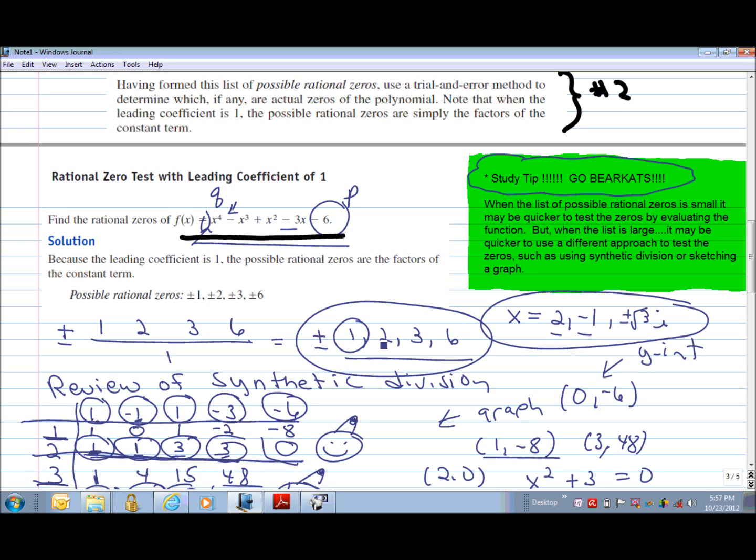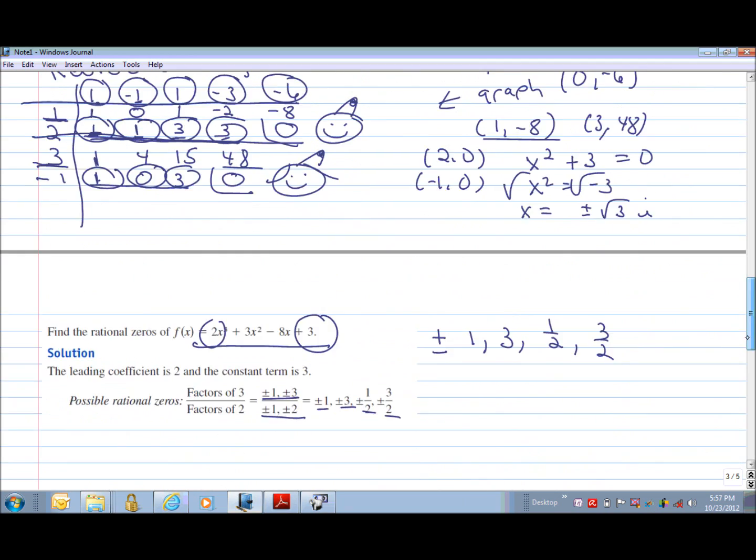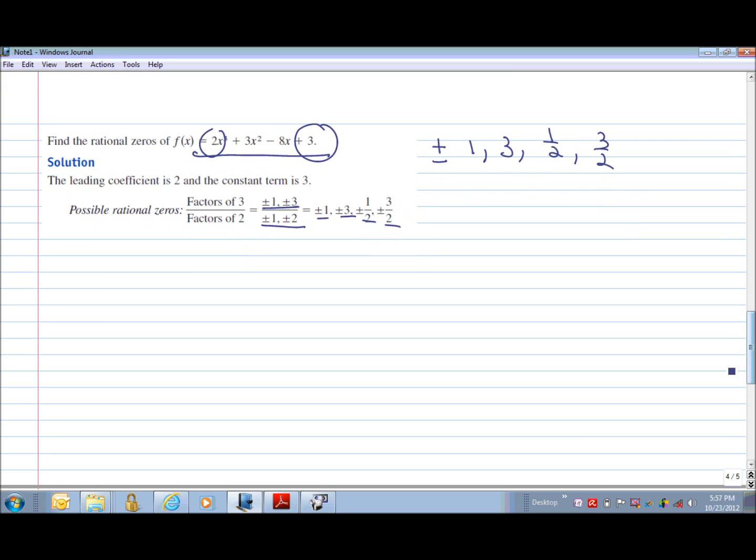That would mean taking these numbers and actually plugging them in for the x to see if they equal 0. But when the list is large, it may be quicker to use a different approach to test the zeros, such as using synthetic division or sketching a graph. And that's what we're doing right now, synthetic division. So that's just a little tip for you. All right, back to our problem.